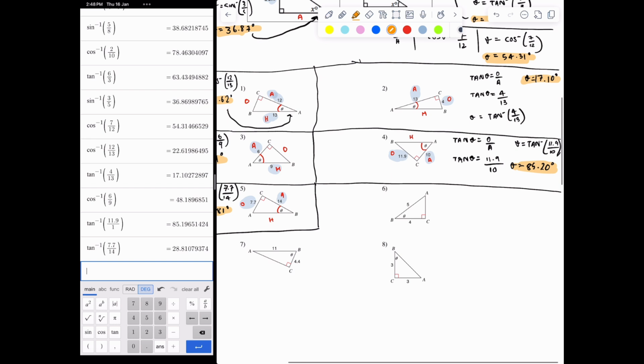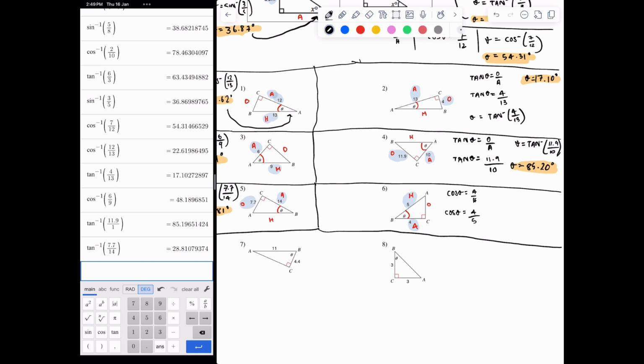All right, next question, 6. Again, label this triangle. We've got the adjacent, which is in between the two angles, and that's that. We've got the opposite and the hypotenuse. We've been given the hypotenuse and adjacent. So which function has A and H in it? Yep, it's a cosine function. CAH, A over H.